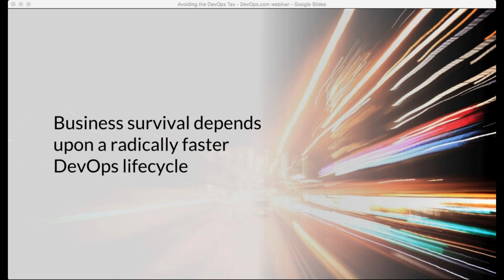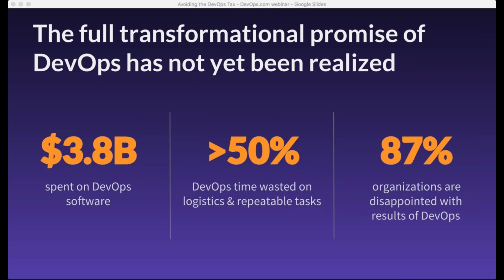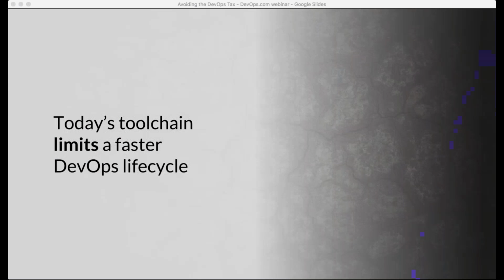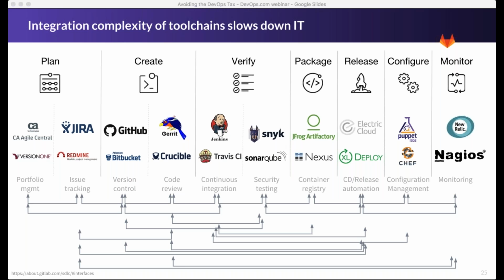But anyway, so by now it's pretty obvious that businesses depend on the speed of their DevOps lifecycle. But despite spending billions on DevOps software last year, there's tons of wasted time. And a lot of organizations are disappointed with the results. Sure, DevOps has improved things, and we're better off than before. But the true promise of DevOps hasn't been fully realized yet, at least for most of us. The DevOps tools have brought improvements to the lifecycle speed, but the toolchain itself limits how fast we can go. And this is another example of what Chris was talking about.